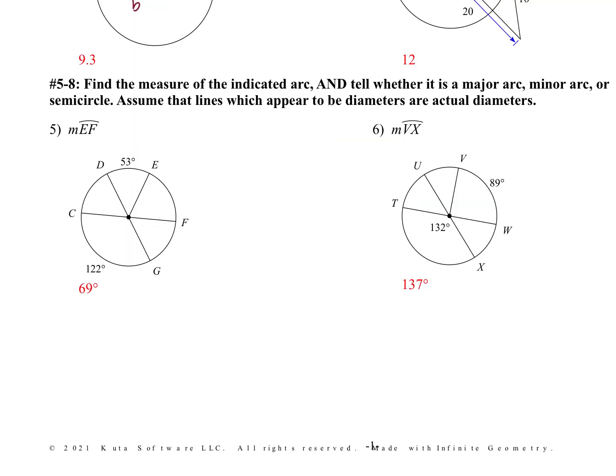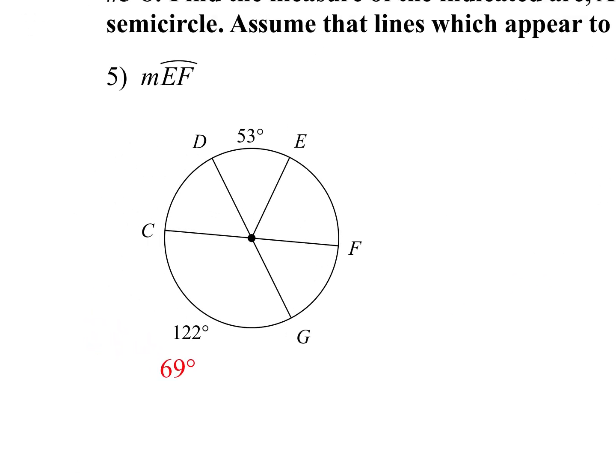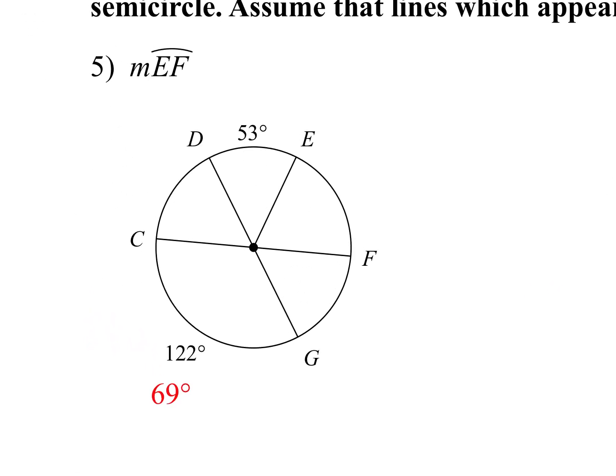Number 5 says, find the measure of the indicated arc and then tell whether it's major, minor, or semicircle. Assume that lines which appear to be diameters are actual diameters. Okay, so that's really key. A diameter goes across the circle and goes through the center. So there's a diameter, that looks like one, and there's one.